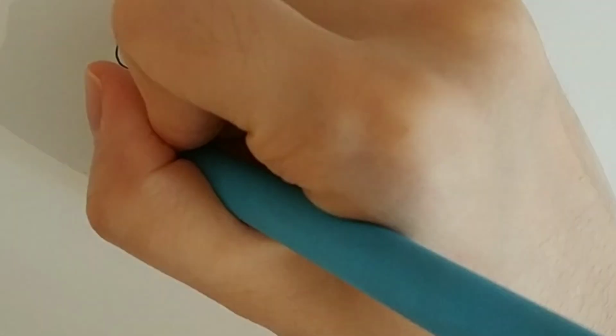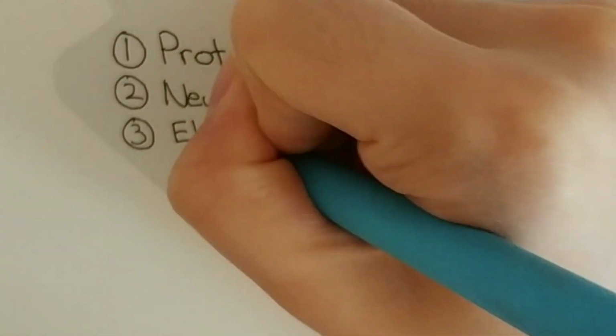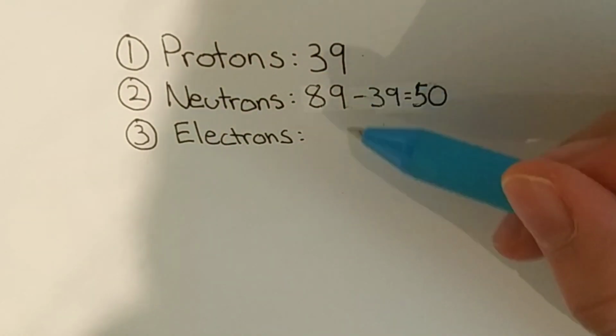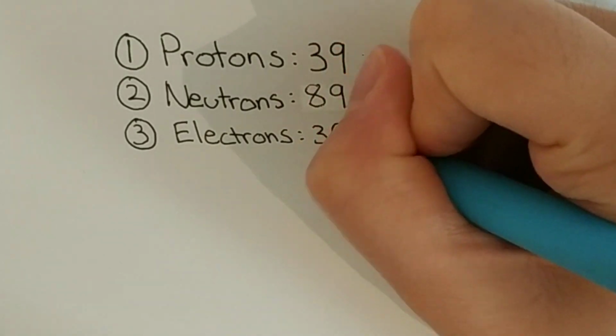The third thing is the number of electrons it contains. Since it is a neutral element, the number of electrons equals the number of protons. Therefore, there are 39 electrons.